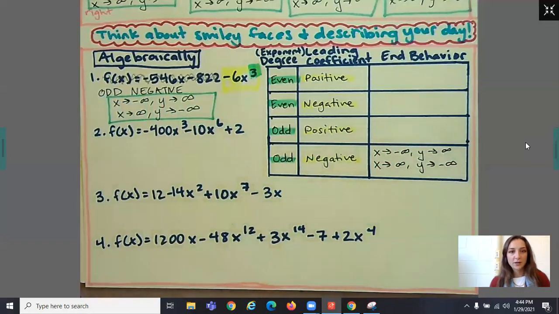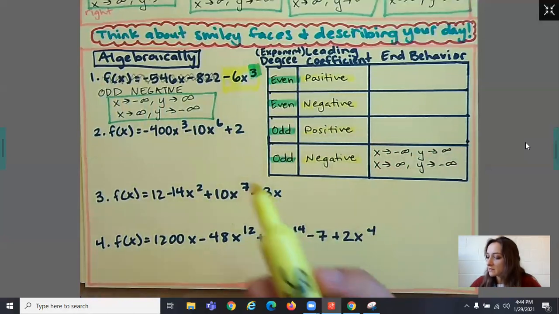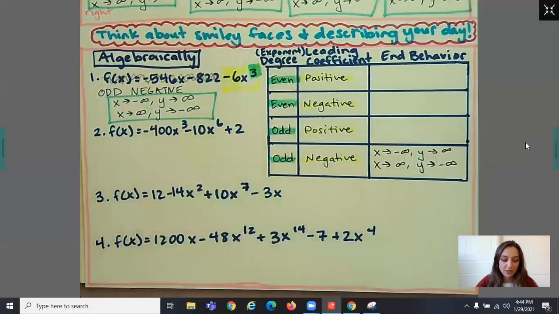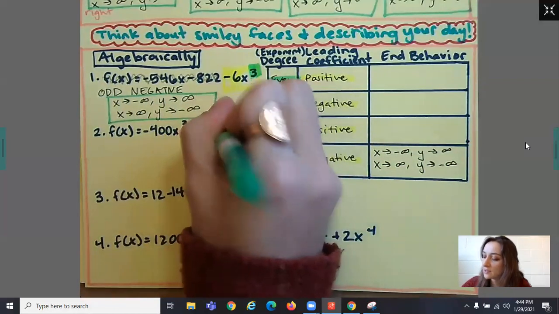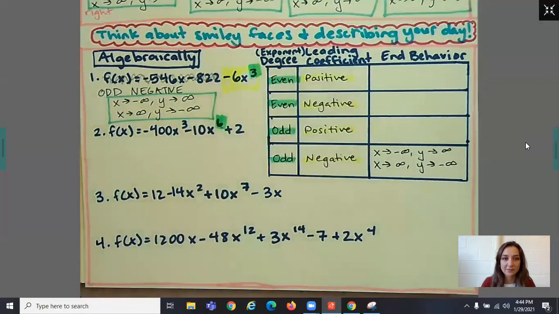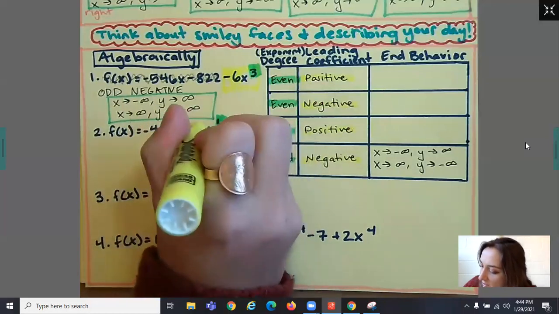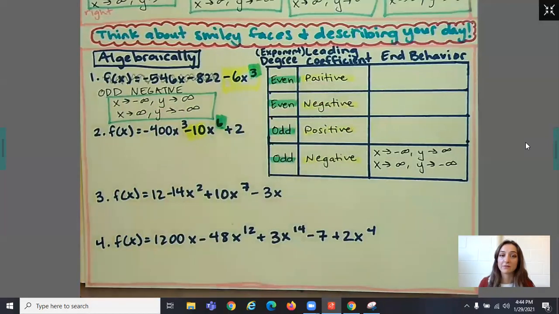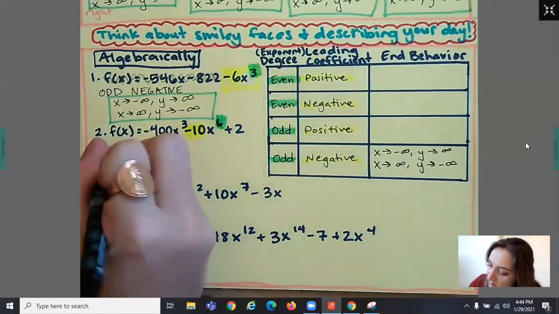Okay, let's look at another one. Looking at problem number 2 now. The degree of this function is going to be the highest exponent. So I'm looking around, and the highest exponent that I see here is 6. Since 6 is our highest exponent, we're only going to be concerned with 6 and the -10 in the front. So let's look at the 6 first and ask ourselves, is 6 an odd number or an even number? Well, 6 is an even number, so this is going to be even.